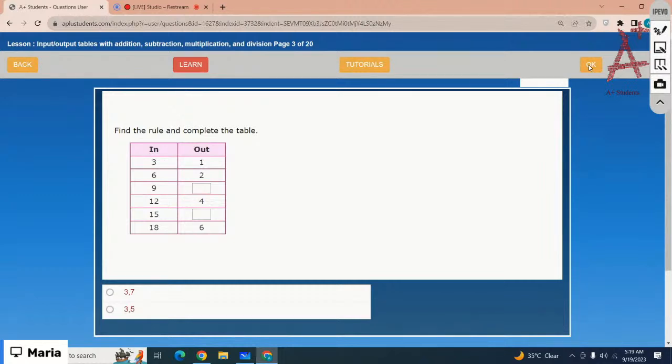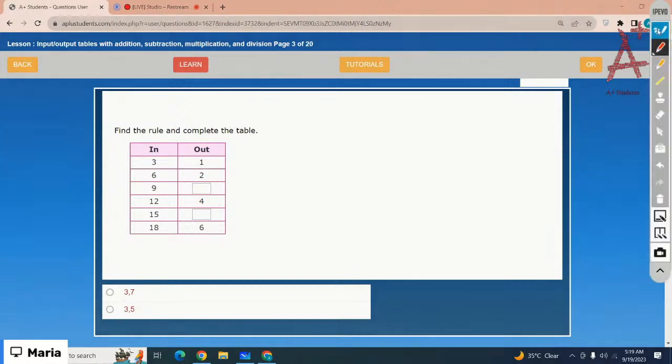The rule is the output values are decreasing, right? You can check for subtraction and division, right? If you check for subtraction, 3 minus what number is 1? 3 minus 2 is 1. 6 minus 4 is 2. You can see the number is not the same. That means you cannot go for subtraction, you can go for division.